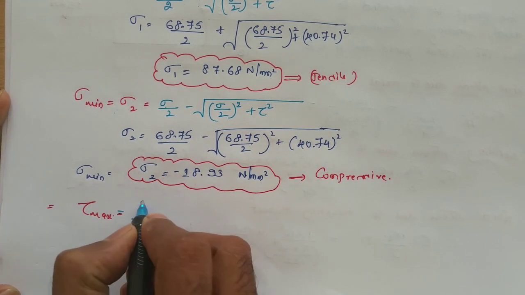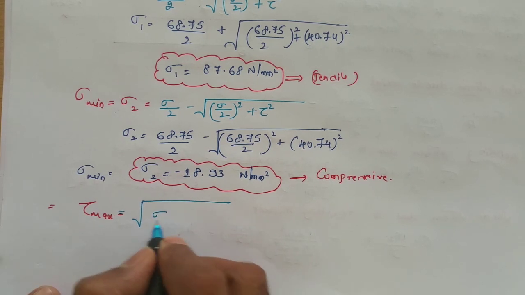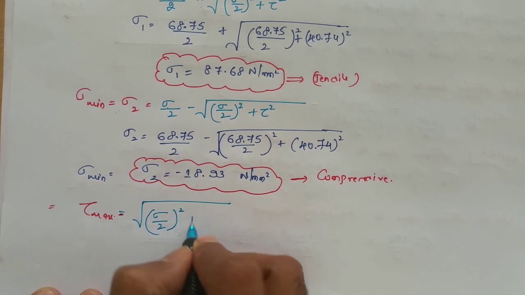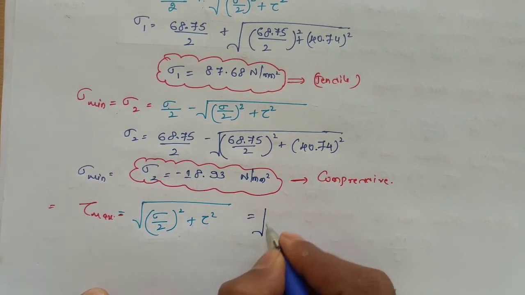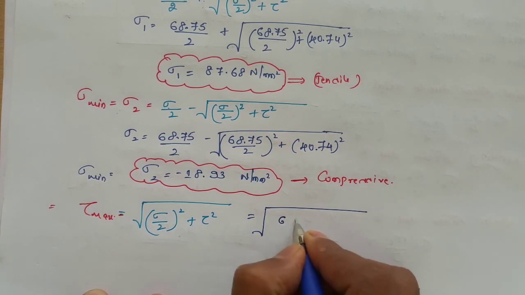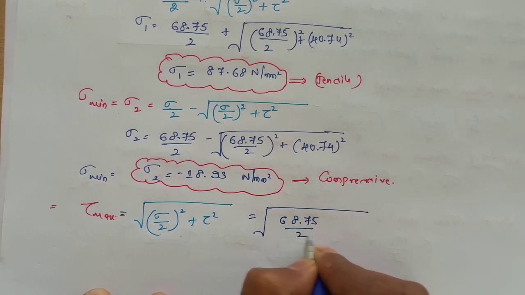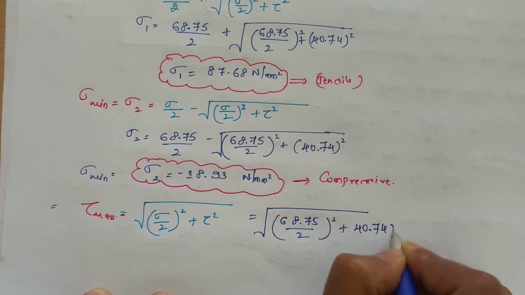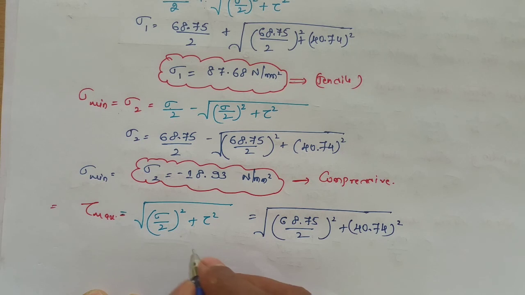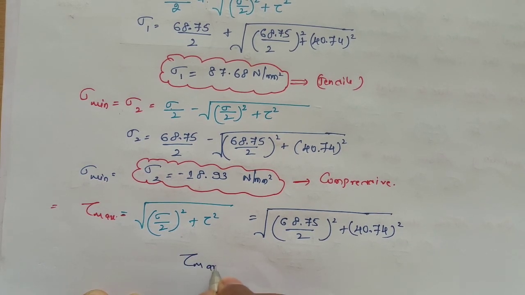So we have the square root of (sigma by 2) whole square plus tau square. This is the formula to calculate the maximum shear stress. Now just substitute the values here. So it is (68.75 by 2) whole square plus 40.74 square. We simplify this so that we get a maximum shear stress of 53.31 Newton per mm square.